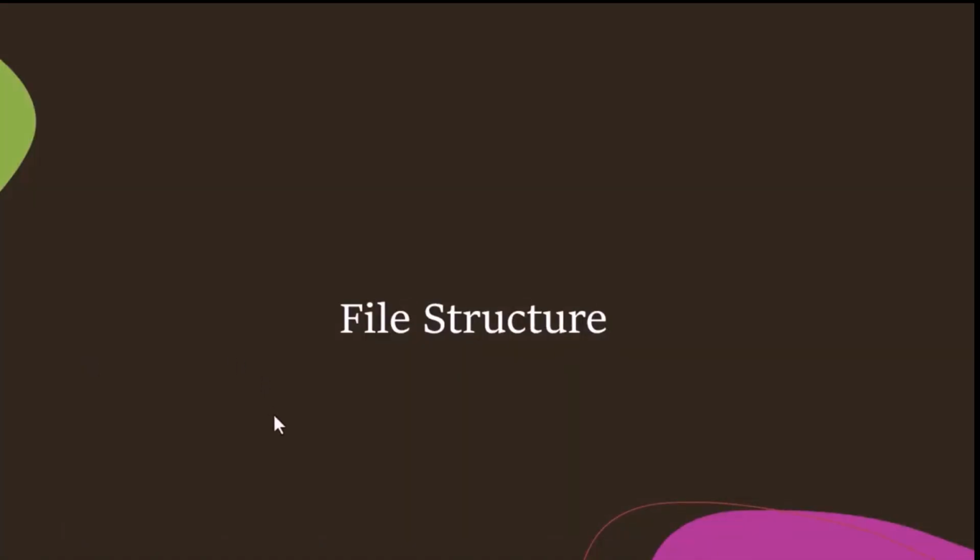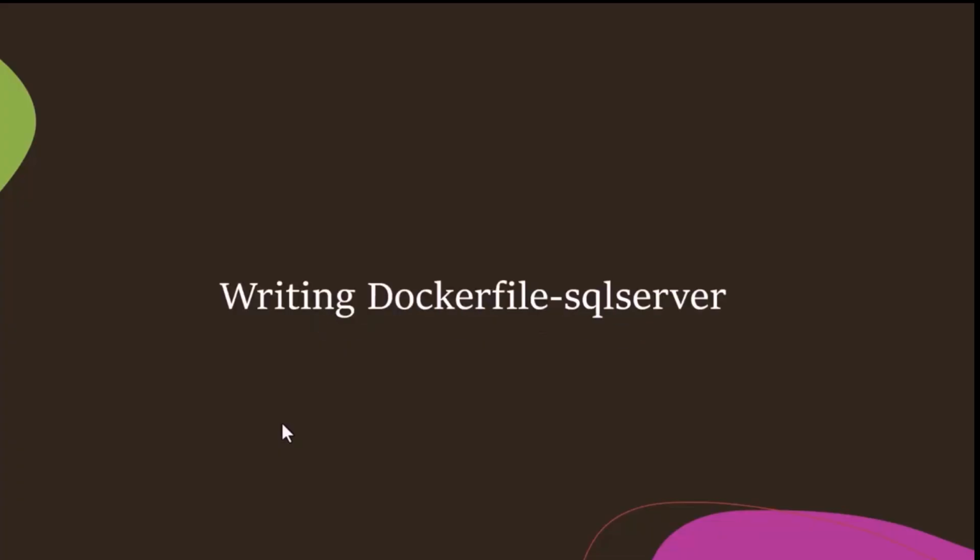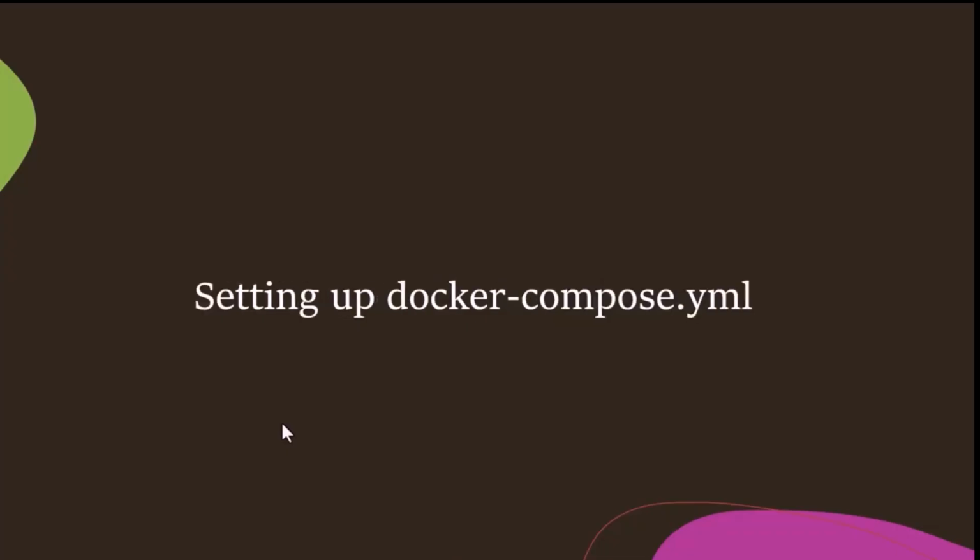Actually, if the file structure is still not complete, we'll need to create the Docker compose. Then it will be complete. I will show it later on. Then already we have created the init.sql script to initialize the database, create the database, form a table, and then insert some records. And we have also seen the Docker file SQL server, and we have seen a step-by-step explanation for each of the lines. And then we'll set up the Docker compose.yaml.